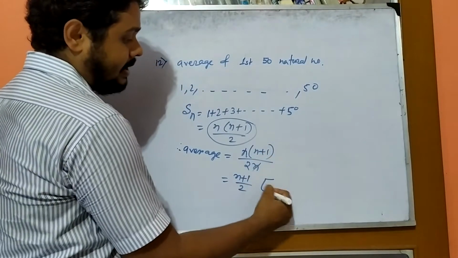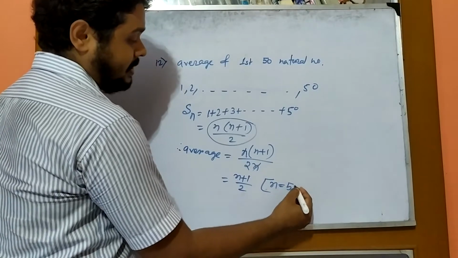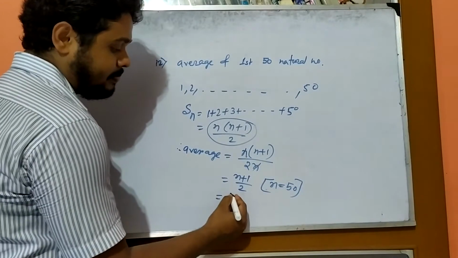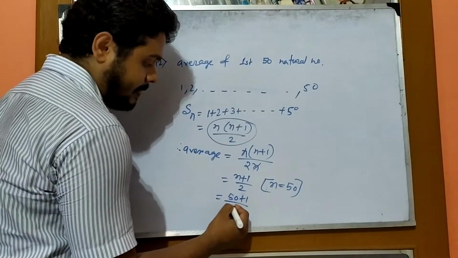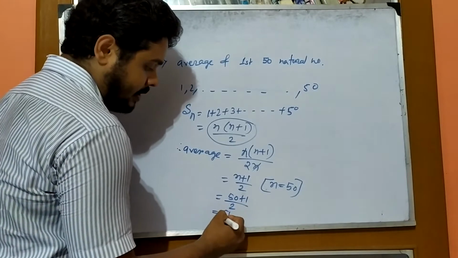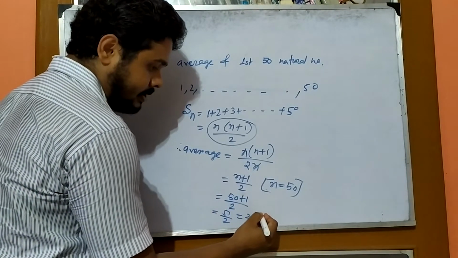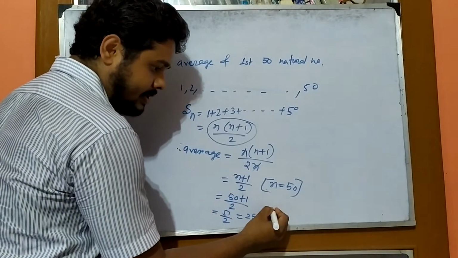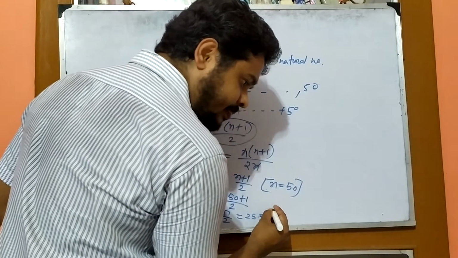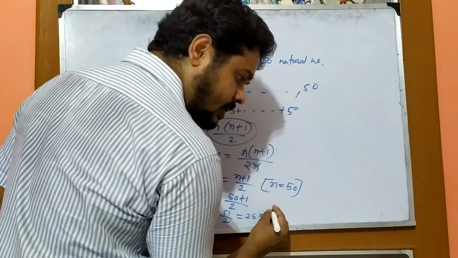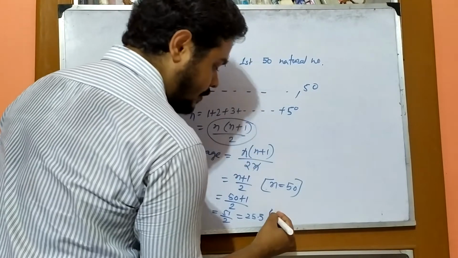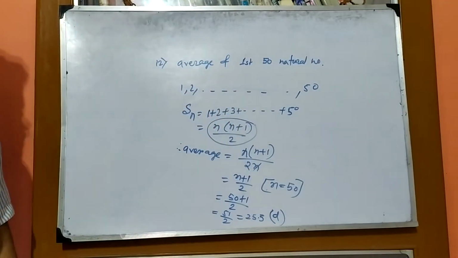But here n equals 50. Total number of terms is 50. So our average is 50 plus 1 by 2, that is 51 by 2, that is 25.5. So from the given options, which one is our answer? Yes, option D is our answer.